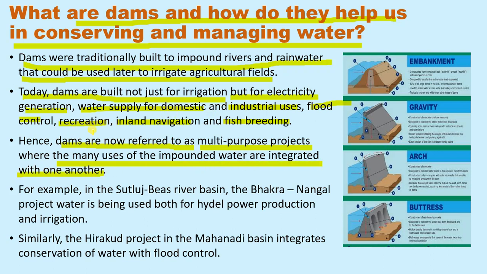We can see these, and of course these are in practice. For example, in the Satluj-Beas river basin, the Bhakra Nangal project water is being used both for hydel power production and irrigation. So this is an example of a multi-purpose river valley project. Similarly, the Hirakud project in the Mahanadi basin integrates conservation of water with flood control. Here some examples of such dams are given, and we will discuss these in detail in the next slides.